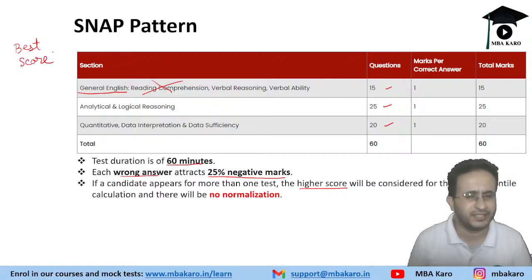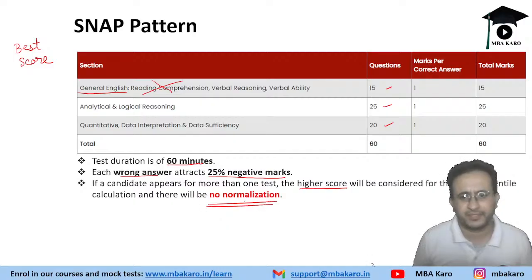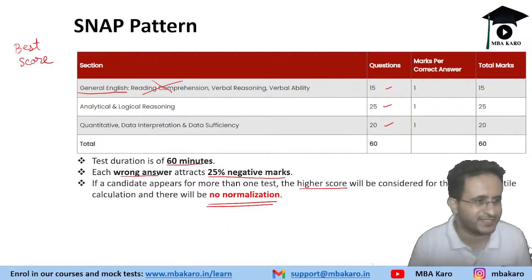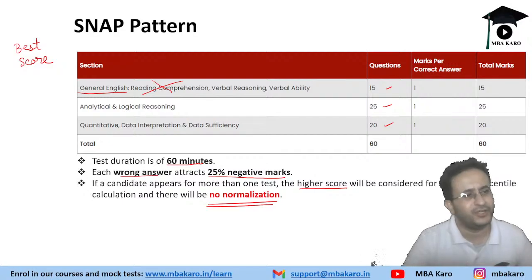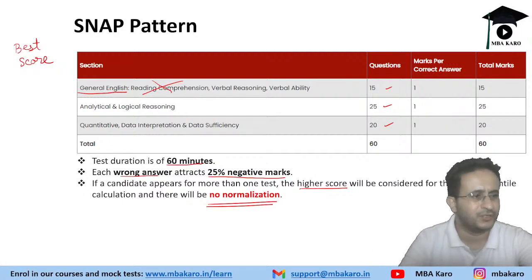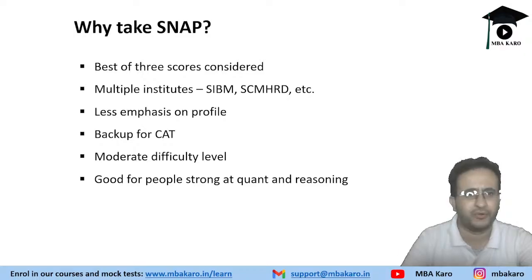Now that's a gamble, right? There is no normalization. So that is a negative point for this examination because the difficulty level is not the same across the slots. Okay. Now let's talk about why to take SNAP.